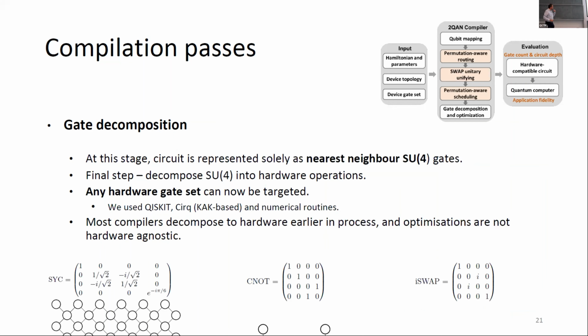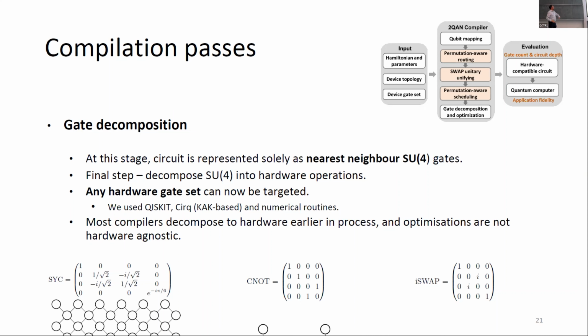So the final step is quite a powerful thing we can do. Because we're only working with SU4 gates, and because we haven't yet done a hardware decomposition, we can do the hardware decomposition at the end. We take our circuit of SU4 gates, and each of these individual SU4 gates can then be decomposed into the hardware native gates. That means the compiler is essentially agnostic. You just plug in the gate decomposition algorithm you need, for example, to go to Sycamore gates, or CNOT gates, or ISWAP gates.